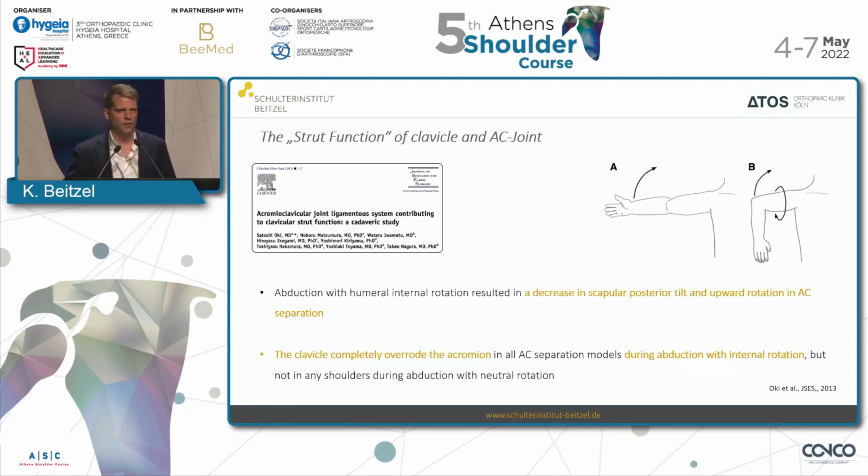And we know from biomechanical studies that the clavicle has a strut function for the AC joint and for the function of the upper extremity. And in this biomechanical study by Oki, he has shown that the problem is especially in the abducted, internally rotated arm. And this is exactly the motion when the strut function is very important and when the acromion underrides the lateral clavicle.